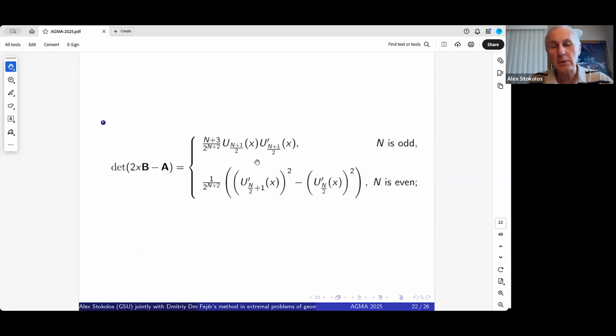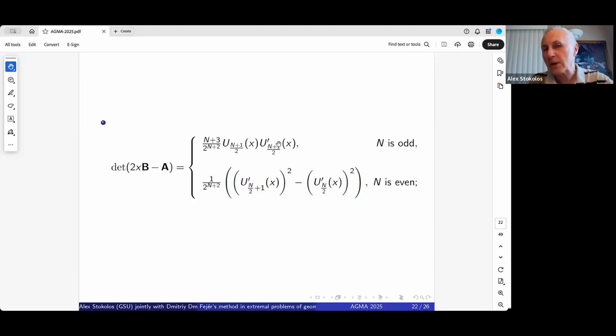And finally, we were able. This is mainly the central result of that paper, and maybe by itself it's an interesting and quite valuable statement. The determinant of this seven-band matrix, this crazy n by n matrix, can be written in this form. If n is odd, this is a product of a Chebyshev polynomial and its derivative. And if it's even, here we have this expression.